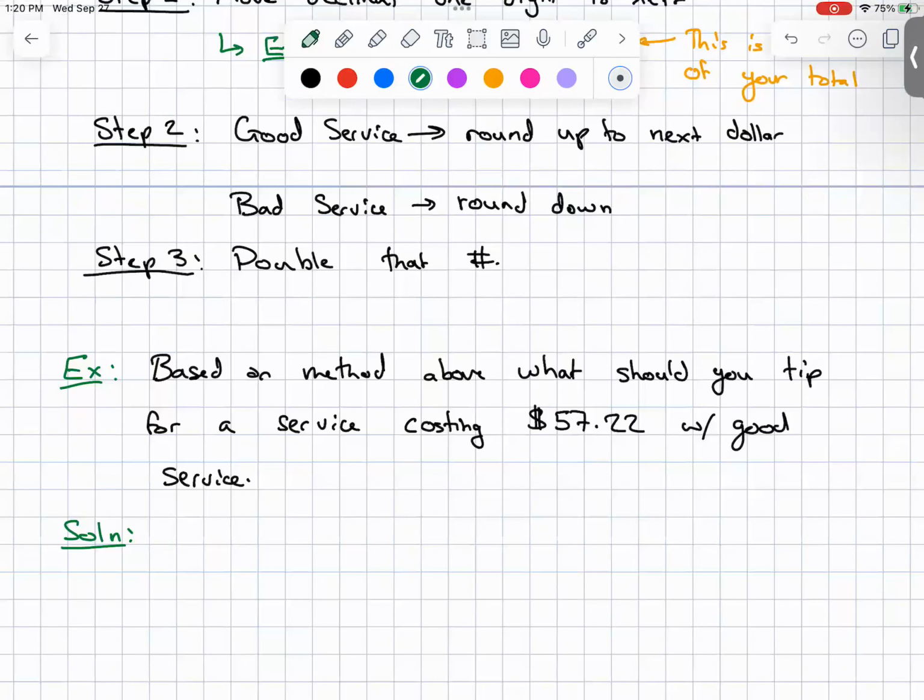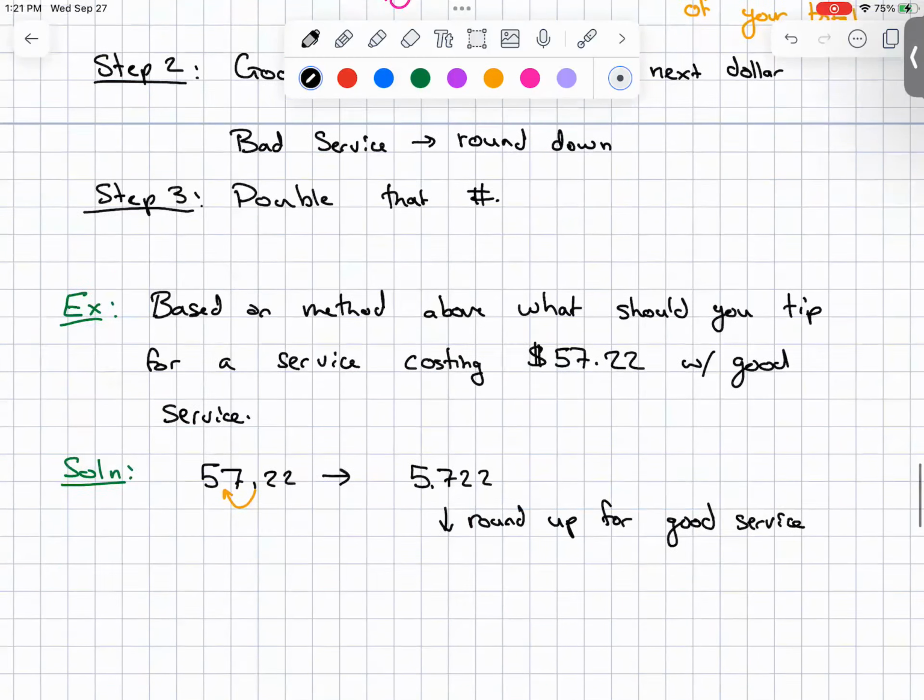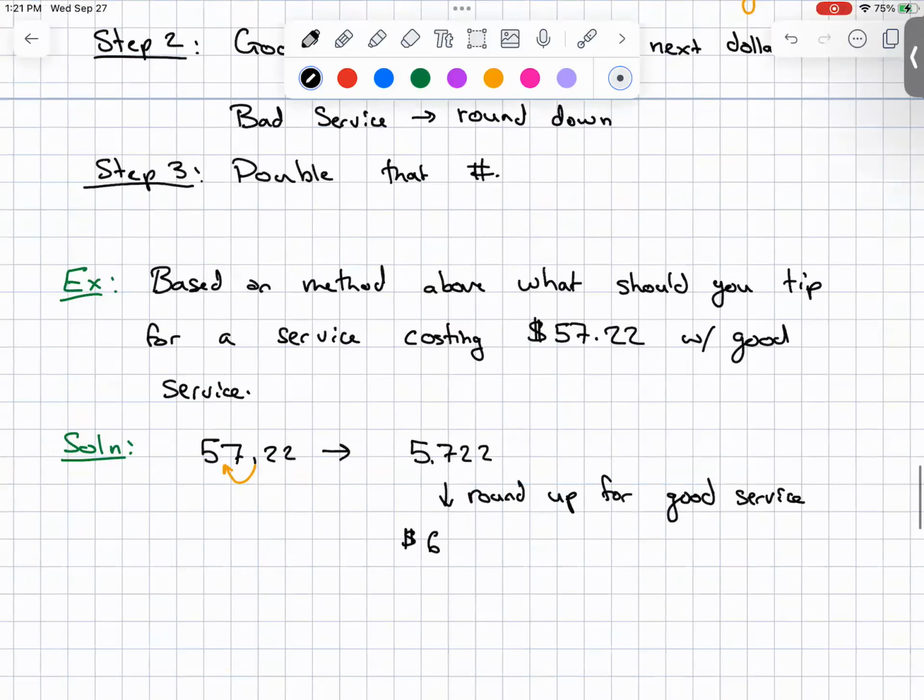So this is why you don't even need a calculator for this one. We're going to move the decimal. So 57.22. Move the decimal place one unit to the left. $5.72 and 2/10 of a penny. And so we're going to round up for good service to $6 and then double it. So a $12 tip.